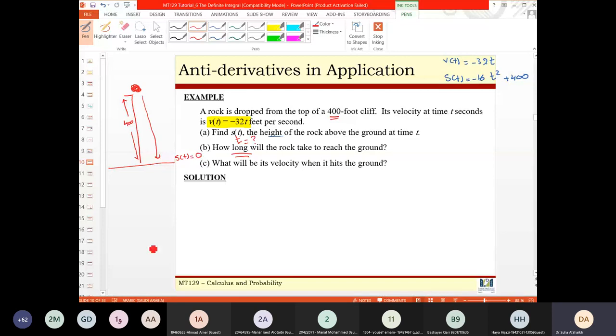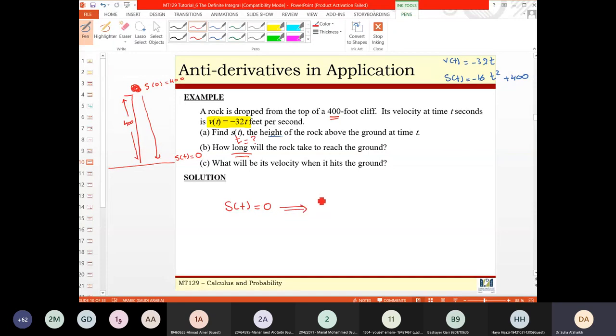S will be 0, right? We agreed that S at the highest point, at time 0, was 400. But when I touch the ground, S will become 0. I started from the top until I reached the ground, so S is 0. This is the special thing about when I reach the ground. So to get how long, or what the time is when we reach the ground, I have to let S of T equal to 0.